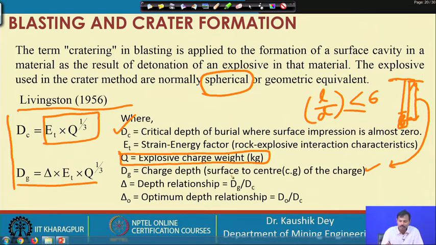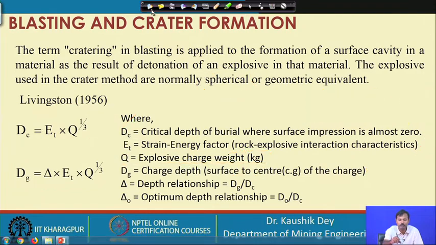The depth relationship dg by dc is the ratio of dg with the critical depth, and delta 0 is basically showing the optimum depth. By this experimentation, if we know the d 0, then we can know the optimum depth relationship delta 0 by dc. So, these equations can be utilized for understanding the importance of the rock explosive interaction.